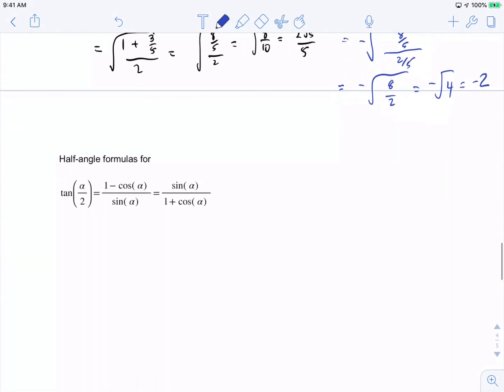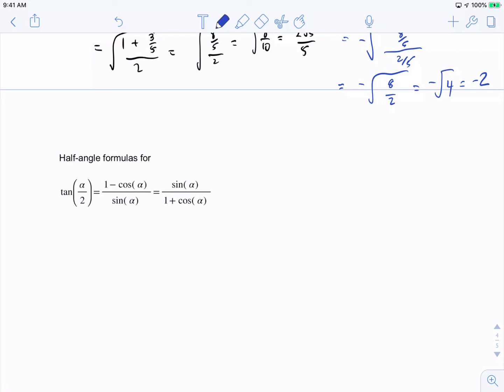And then one last thing I wanted to talk about is tangent's half angle. Here's the half angle that will be useful for this. So please have this written down. There'll be times you'll want to use 1 minus cosine over sine, and there's other times you'll want to use sine over 1 plus cosine. Really it won't matter, but they're just formulas that you can use to simplify depending on what the problem is asking.